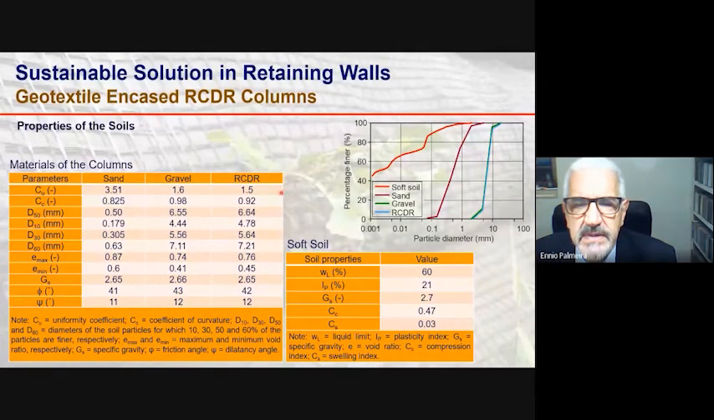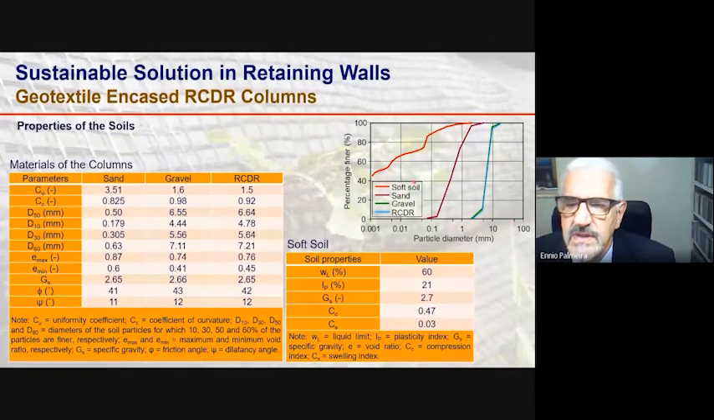And here are the properties of the recycled construction demolition residues used as infill material for the granular column. So you see that they have similar values of friction angle and dilation angle. This table shows the properties of the soft soil in terms of liquid limit, plasticity index, and the compression index and swelling index obtained in consolidation tests.